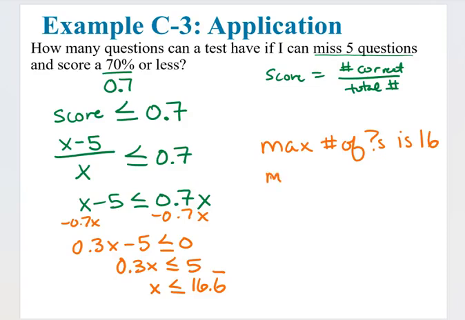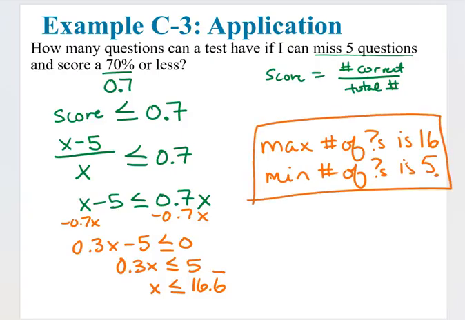So the minimum number of questions is 5. Because if I miss all 5, I would get a 0 on the test. If I have 16, I would have just under 70%. All right, so again, even with applications, you still have to have a lot of knowledge of what's going on in the world around that.